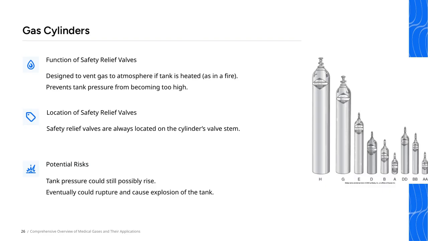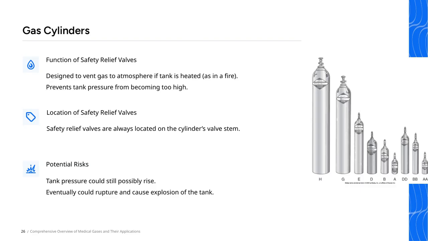To help prevent this, safety relief valves are always located on the cylinder's valve stem. These valves serve a crucial purpose. Their main function is to vent gas to the atmosphere if the tank gets heated, such as in a fire situation.